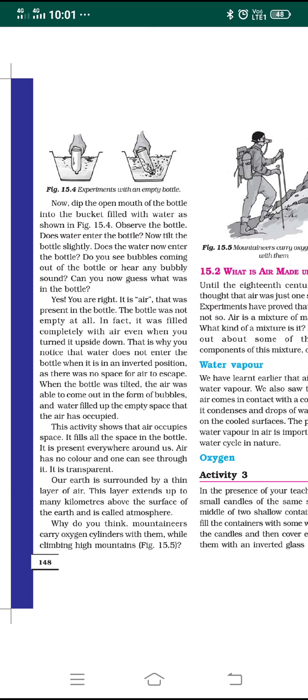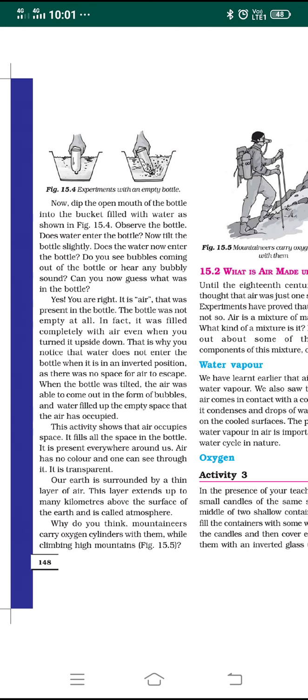Yes, you are right. What is inside the bottle? Air is present. That was present inside the bottle. So the bottle was not empty at all. If you think an empty bottle has nothing in it, you cannot think that way. The bottle was not empty, it was completely filled with air.